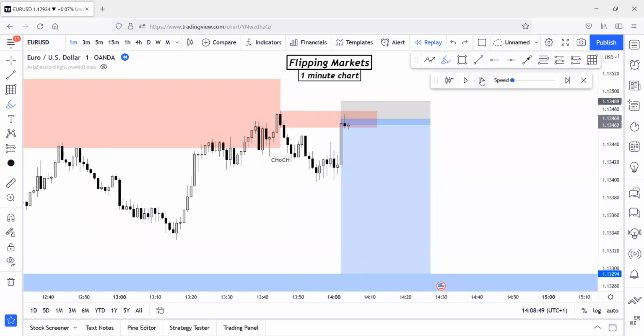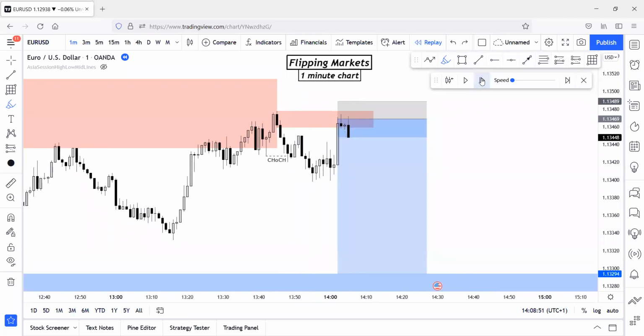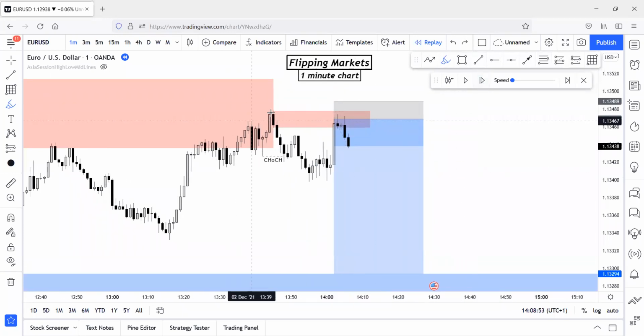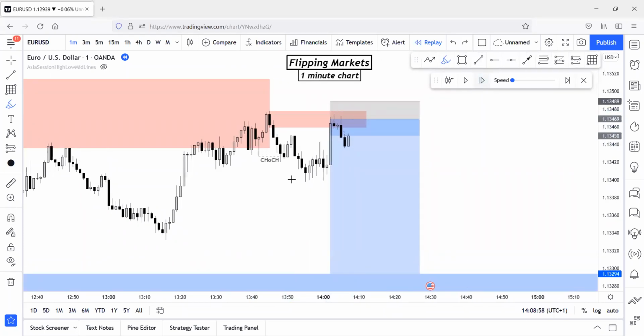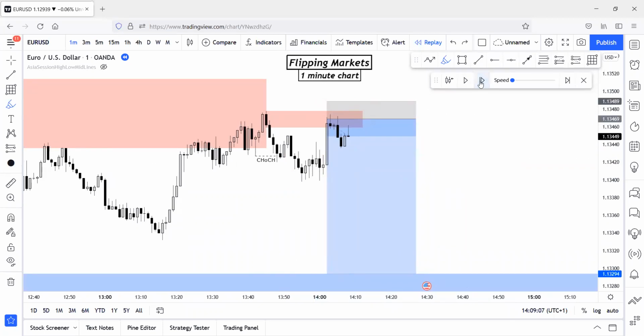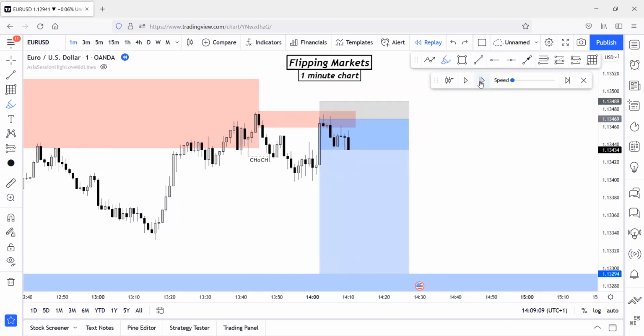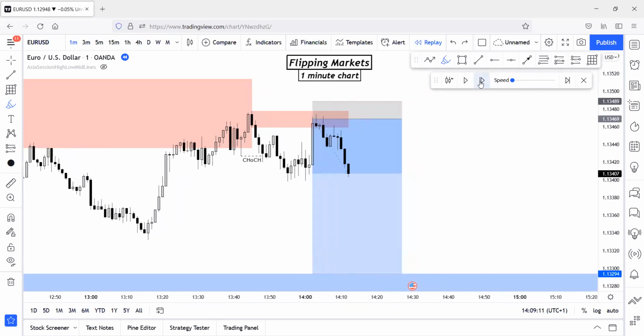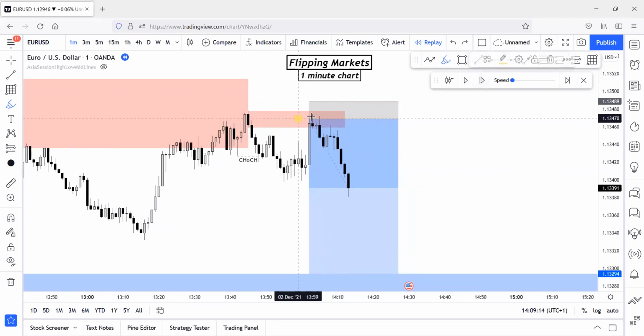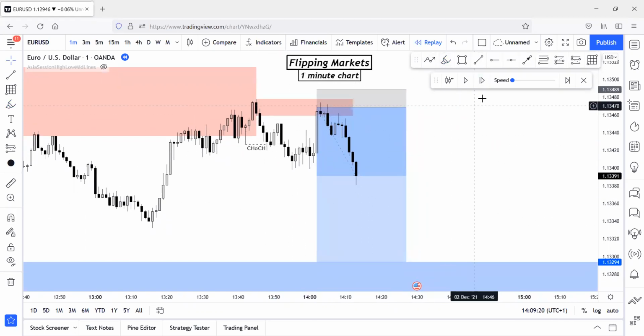Price keeps respecting the supply zone. Actually, price created equal tops right here. I will set my stop loss after these lows are broken. So right now the stop loss remains the same. Okay, and now I will set my stop loss to break even because these lows are broken. Let's see what happens next.